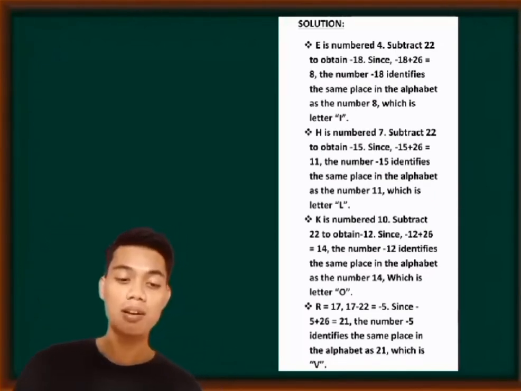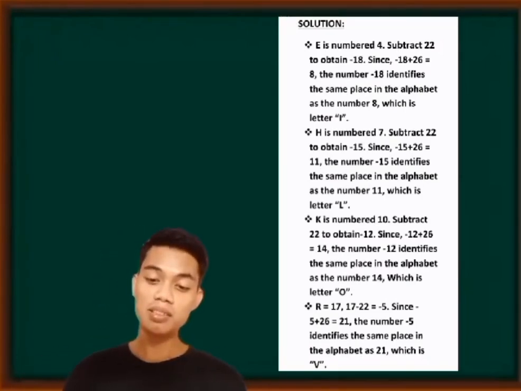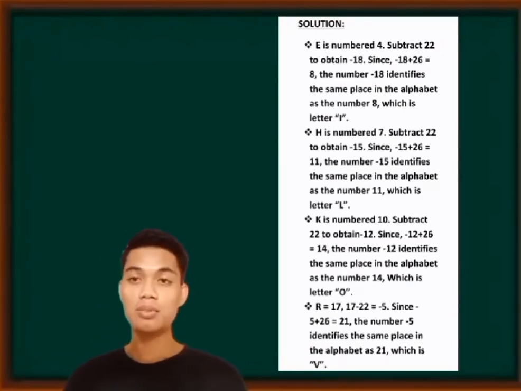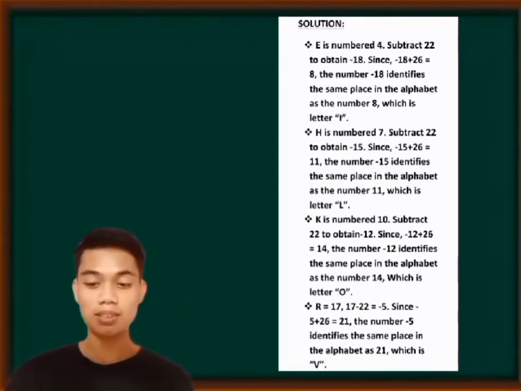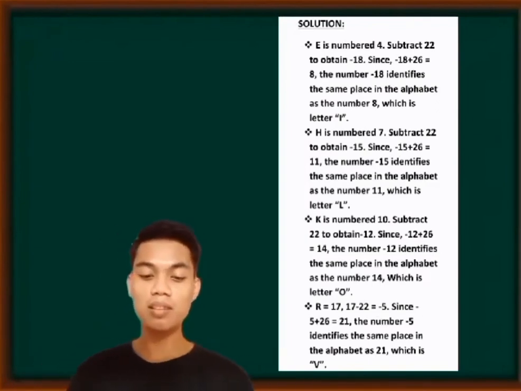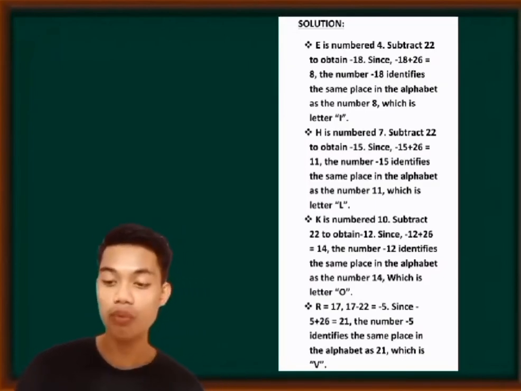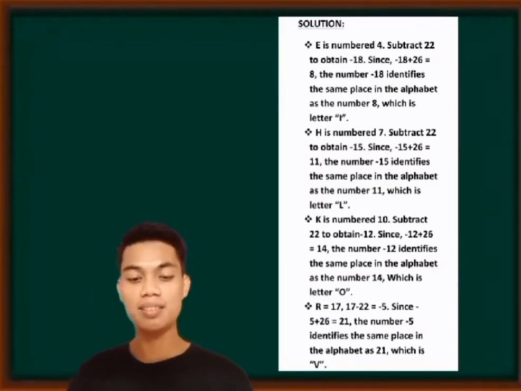Next is letter R. R is equivalent to 17. And 17 minus 22 is equivalent to negative 5. Since negative 5 plus 26 is equivalent to 21, the number negative 5 identifies the same place in the alphabet as the number 21, which is letter V.